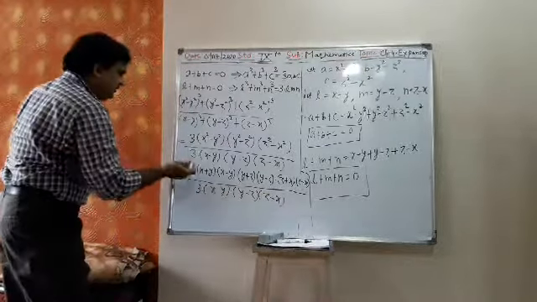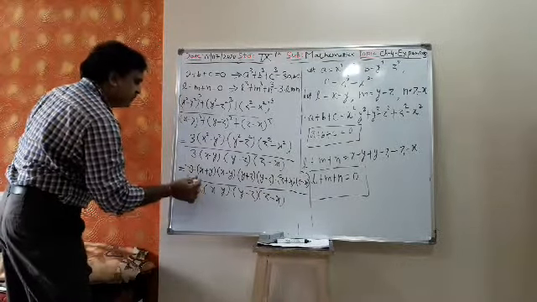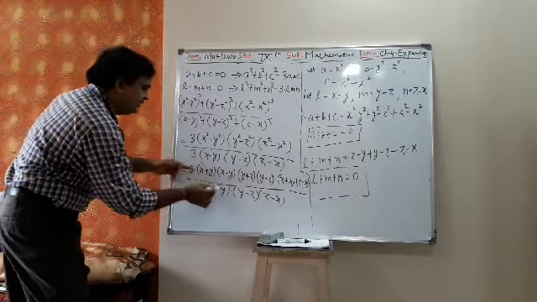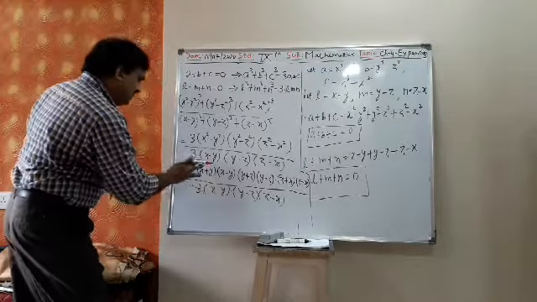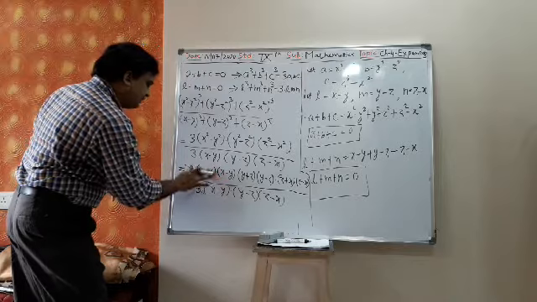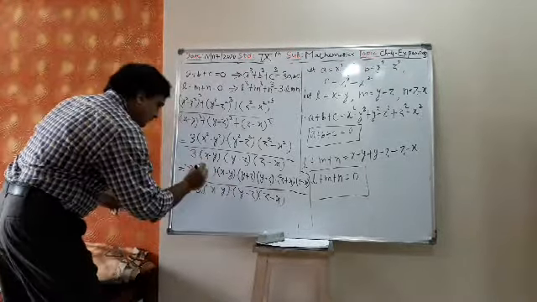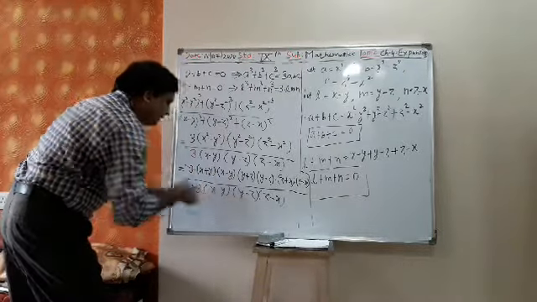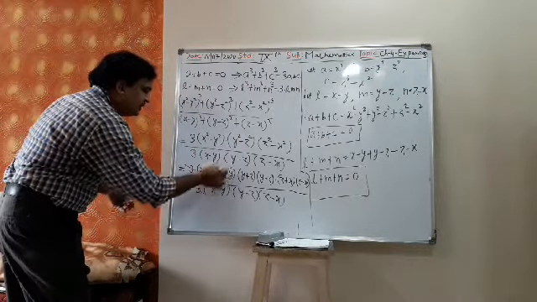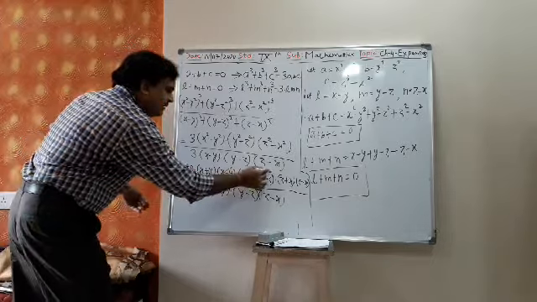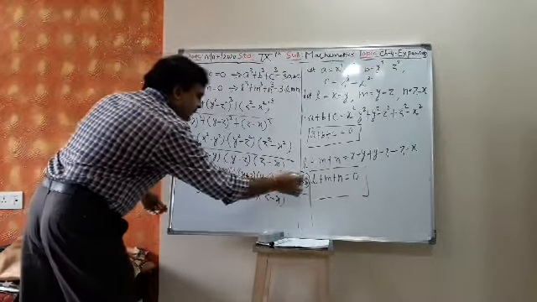Let me cancel now. This 3 gets cancelled. Then x plus y gets cancelled. Sorry, not x plus y, x minus y gets cancelled. This is x plus y. In the denominator we have x minus y, in the numerator we have x minus y, so it gets cancelled. y minus z gets cancelled. z minus x gets cancelled.